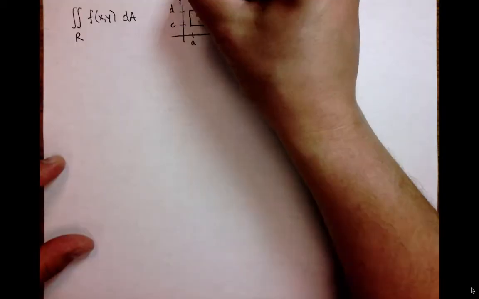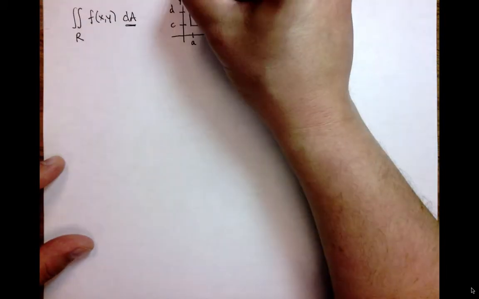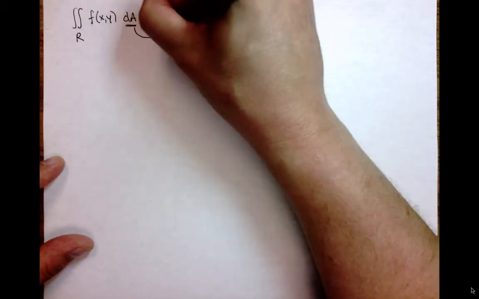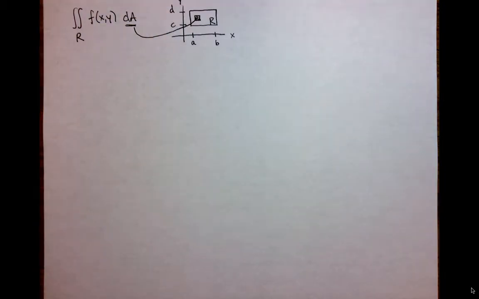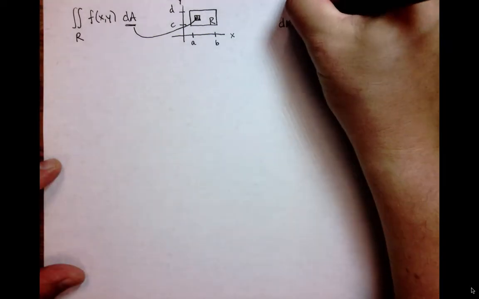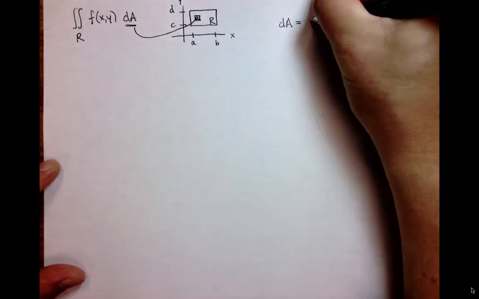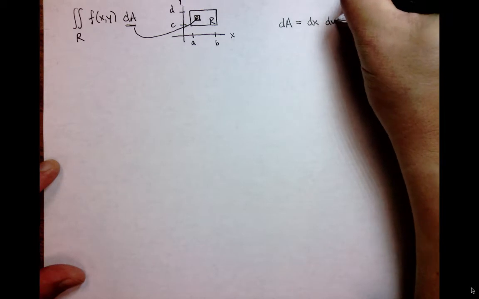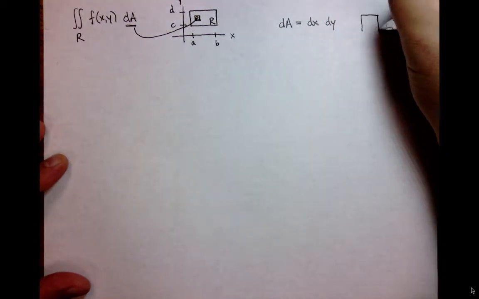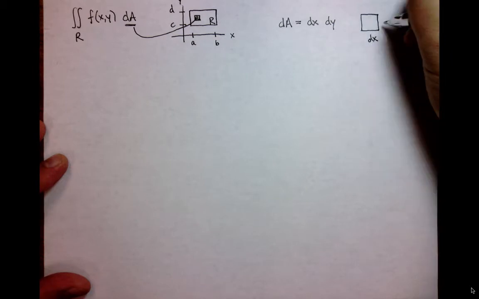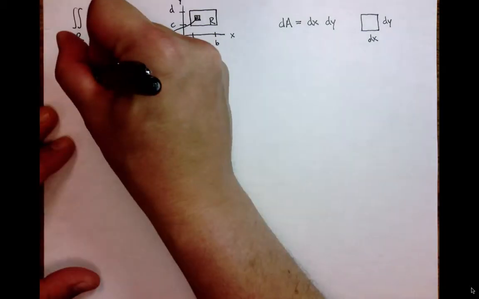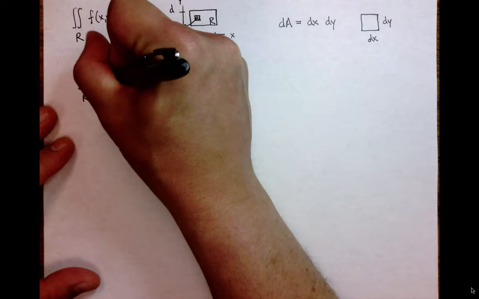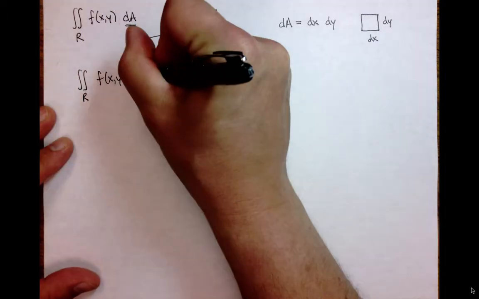Well, the key is to remember that this dA here is a little patch of area. Right? So we're adding up over all these little patches of area. And so it seems reasonable to say that dA is dx times dy. After all, if it's shaped like a box, then the width times the height ought to give the area. So we can write down our double integral as an integral dx dy.